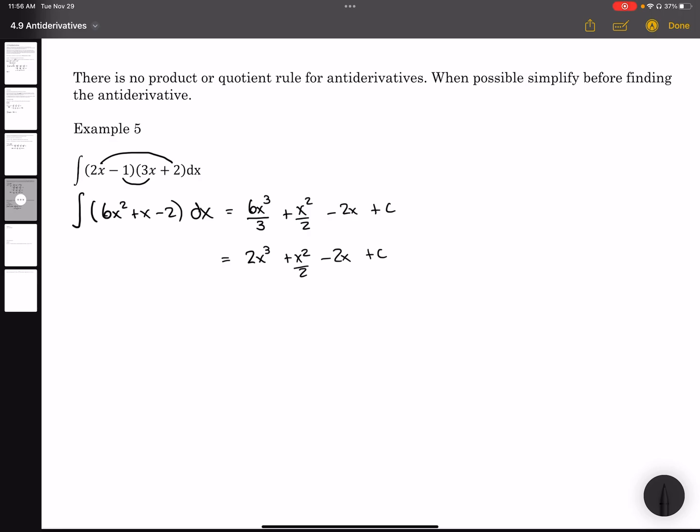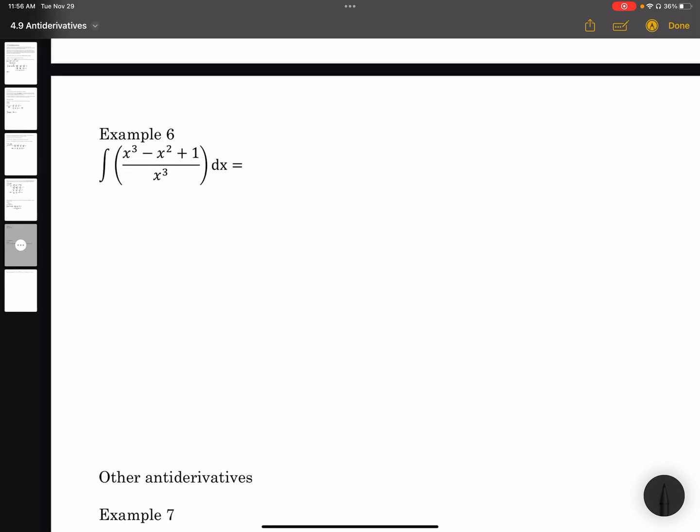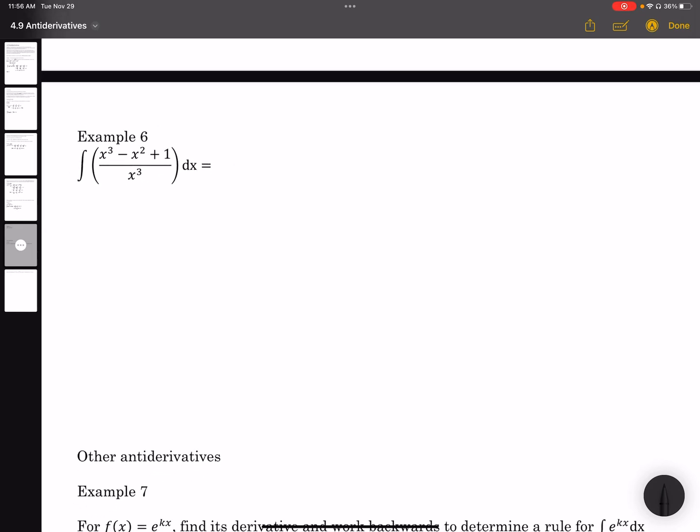I said there is no product or quotient rule. So if we have a quotient, if possible, simplify the quotient. So here, make this x to the 5th power in our denominator. Make that a 5. So x cubed, so we know how when we divide the same base, you can subtract the exponents. So 3 minus 5 is negative 2.